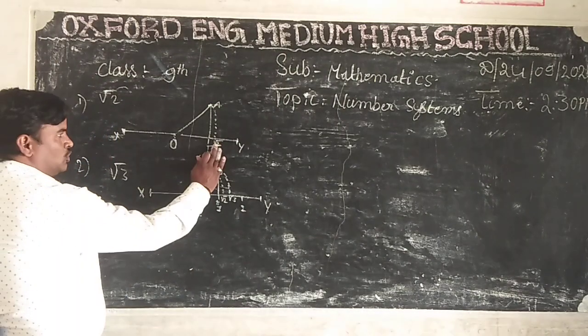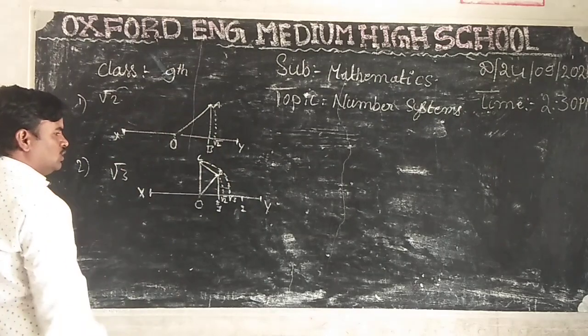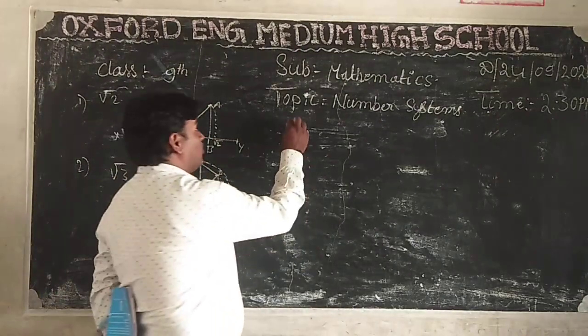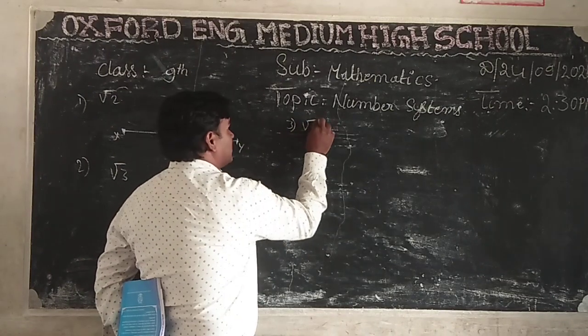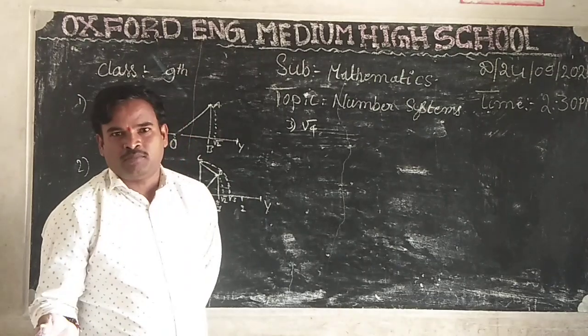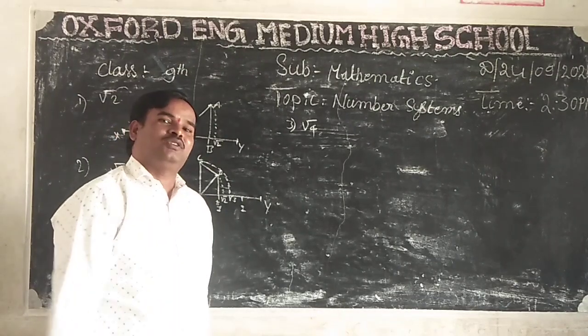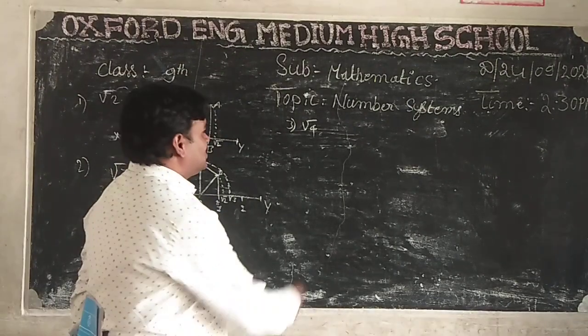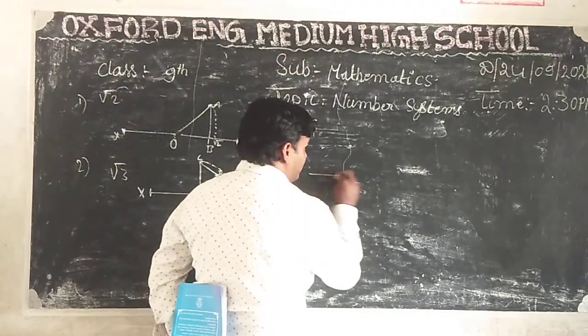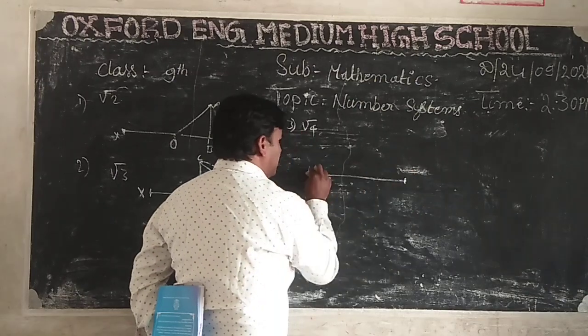So now we know how to locate root 2 and root 3 on the number line. Then the third one, root 4. You know that already. Root 4 is a square number. What is the square root of 4? 2. So yes, the same. Root 4 we also consider an irrational number, which we locate on the number line.